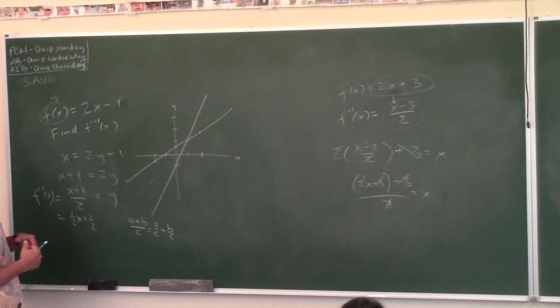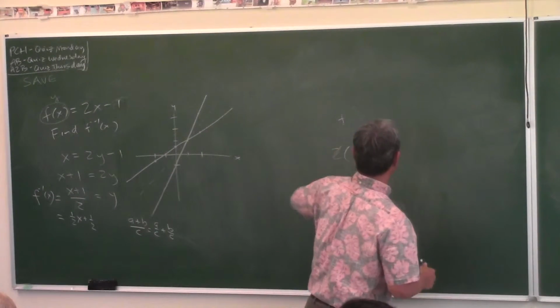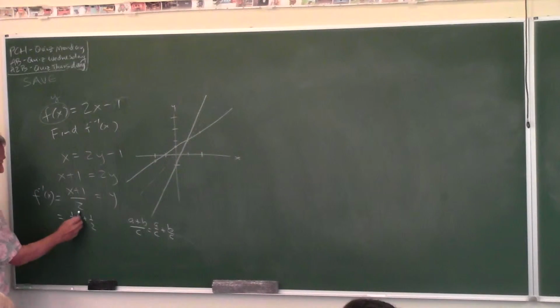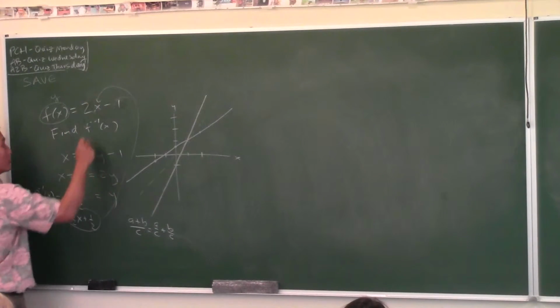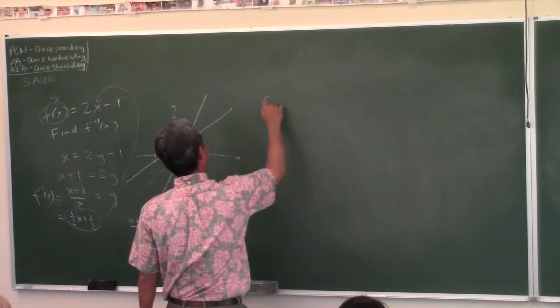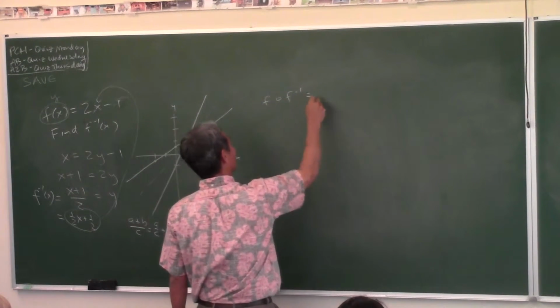And then they want you to actually show or verify that they're inverses of each other. So remember what I told you? We just did it over there. If you take this one and plug it into the original, you should get x. So let's see if that happens. So we're doing f of f inverse. That means you take the inverse and you plug it into the original function. What do you get?